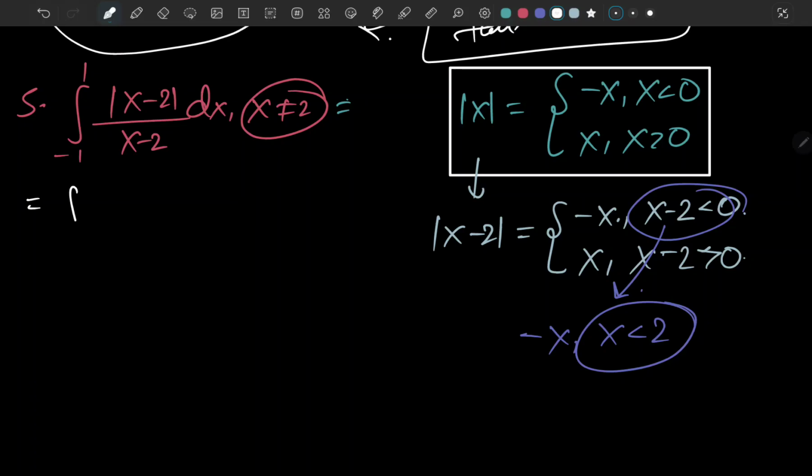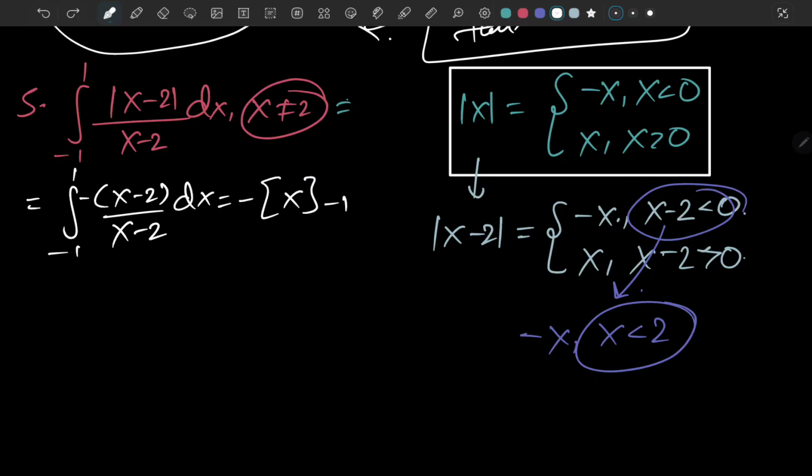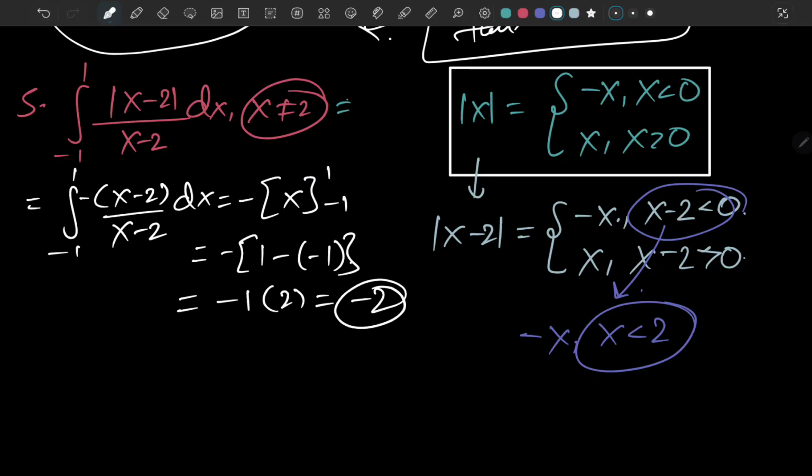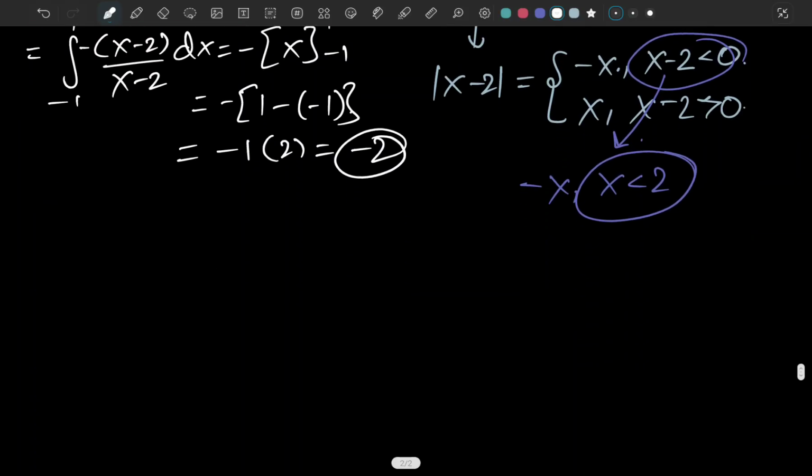So this becomes the integral from -1 to 1 of negative (x minus 2) over x minus 2 dx, and this becomes negative x, evaluated from -1 to 1. So negative of 1 and negative of 1, right? So this becomes negative of 2, that is negative 2. So yeah, that's what this integral says. And please guys, be aware of that. I'm really sorry that I made a mistake over there.